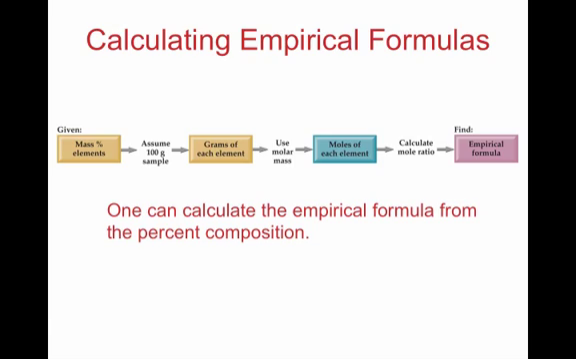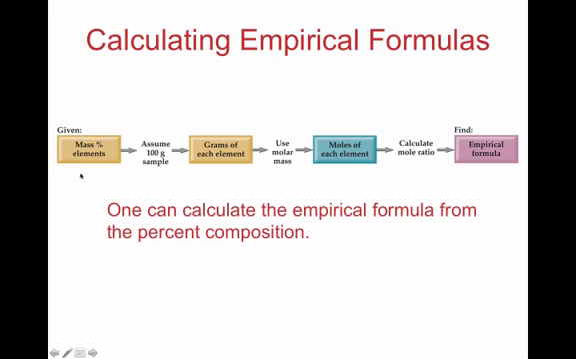Okay, well, how do we do that? Well, if our data is given to us in percent, for example, if we run it through a machine and the machine tells us so much percent of the compound is carbon, so much percent is hydrogen, so much percent is oxygen, so much percent is nitrogen, we can find the empirical formula, or the simplest form of the formula, by going through several steps.